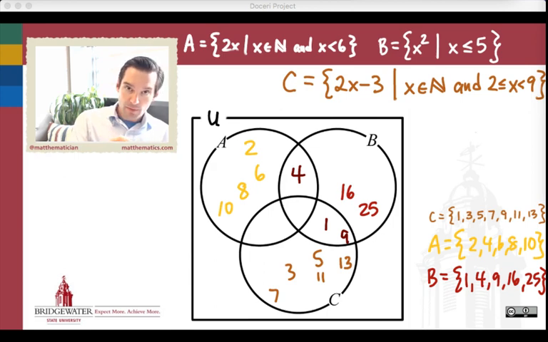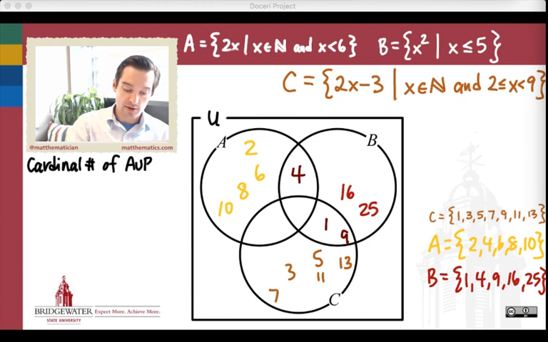Now we need to use this Venn diagram to answer some more questions about this situation, and I want to get back into using notation for set operations once again. So let's suppose that I wanted to know what is the cardinal number of A union B union C. So remember, union means either or. So what I'm asking is how many elements are in either A or B or C.